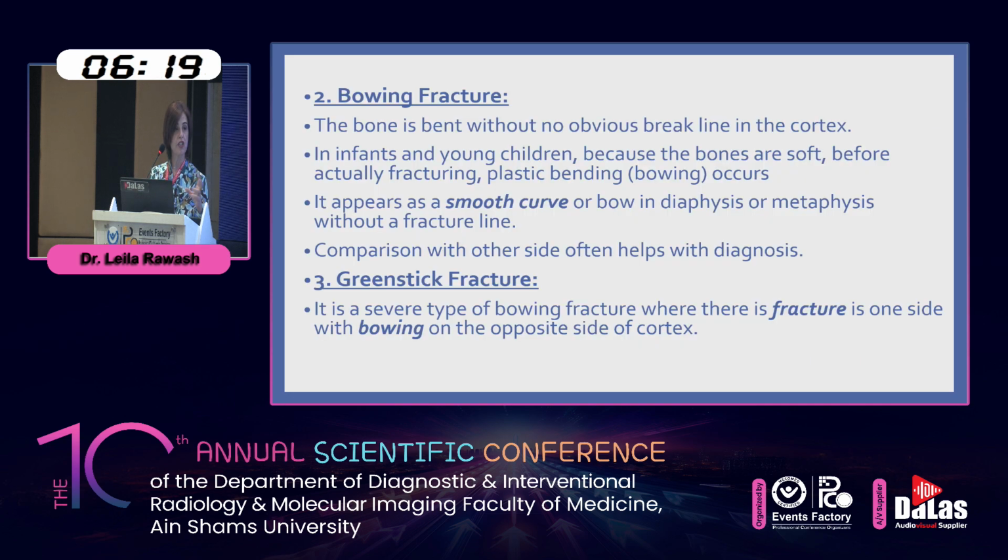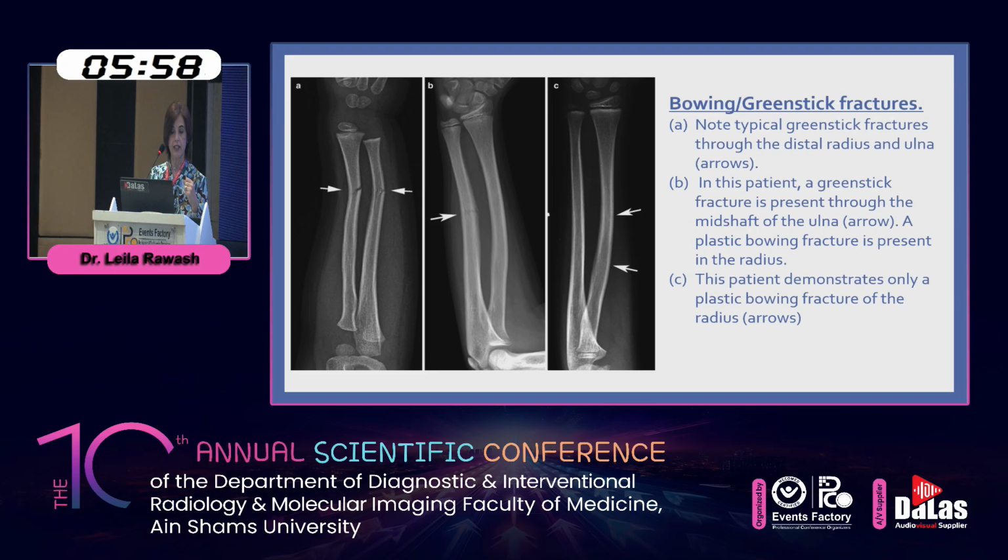Then there's bowing fracture and greenstick fracture. These two are related because a greenstick fracture is a severe type of bowing fracture. Bowing fracture means the bone just bends. Because the bones are soft, they bend. Then if further force is put on it, it fractures on one side of the cortex and not the other. As we see here, look. One side of the cortex is interrupted and the other side isn't. And there's bowing here, as we see. Here again, this one has bowing, and this is just bowing. So this is a great confusion.